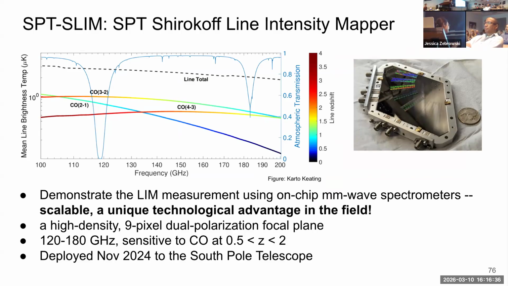So we deployed a high density 9 pixel dual polarization focal plane. And this is sensitive to 120 to 180 gigahertz here. So looking back at these line intensity mapping plots, that gets you CO at redshift of 0.5 to 2. And we deployed this in November 2024 to the South Pole Telescope.